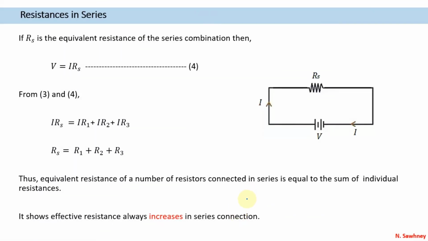Let Rs be the equivalent resistance of the series combination of all three resistances. So according to Ohm's law, V is equal to I into Rs, where Rs is the equivalent resistance. Now from equation 3 and 4, I Rs is equal to I R1 plus I R2 plus I R3. Cancelling I from both the sides, we get the series combination equal to the sum of individual resistances, that is R1 plus R2 plus R3. This shows that the effective resistance is always increased in series connection.